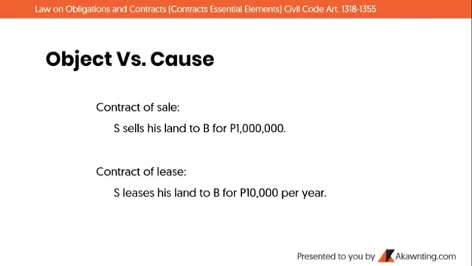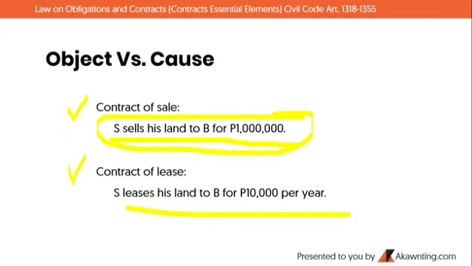Okay, so, we have here two contracts. The first one is a contract of sale and the second one is a contract of lease. Okay, so, ganito. Tanong ko muna, okay? I-pause nyo muna itong video after nung tanong, tapos try nyo sagutin. In the first case, ano ang ating object? Okay? Contract of sale. So, i-pause nyo muna yung video, sagutin nyo muna yun.